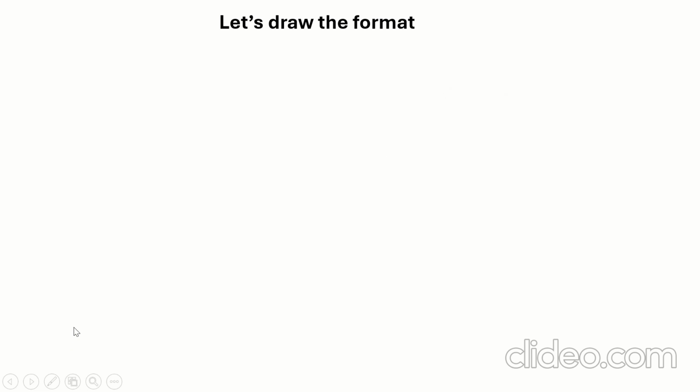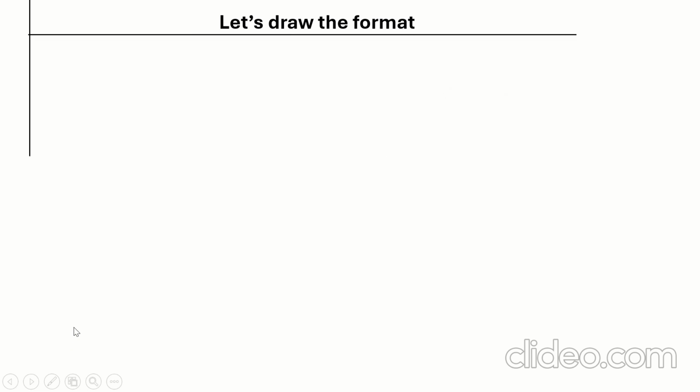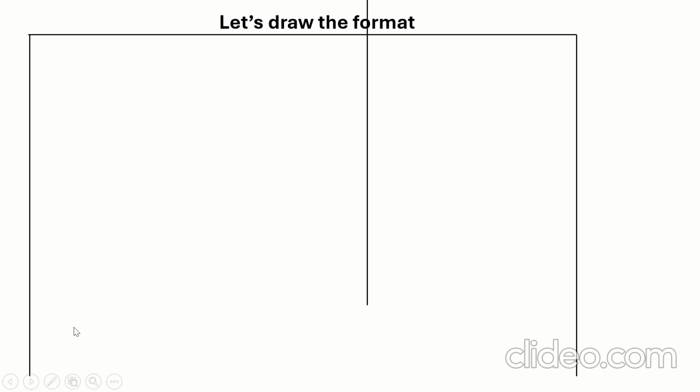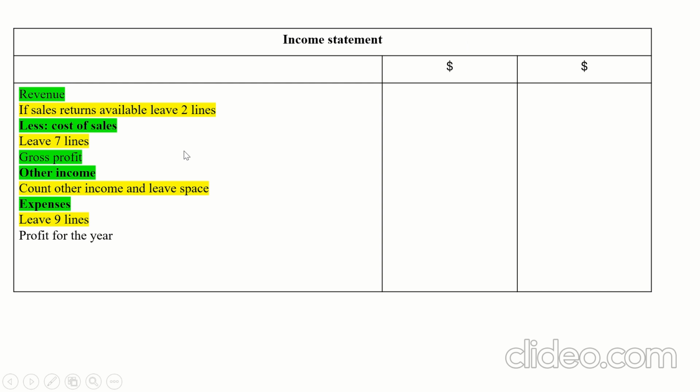Let's draw the format of an income statement. We'll need 2 columns for the income statement amount and 1 column for description. As per the question that we are going to work on today, this would be the respective lines that you need to leave. Once you're done with giving the subheadings, we can start with completing the question.